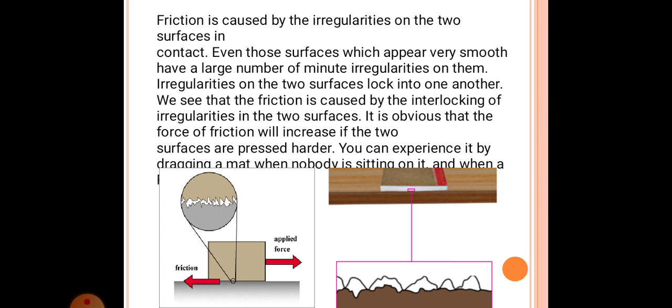The surface irregularities interlocking is the cause for the friction. The more the roughness, the more the interlocking. The lesser the roughness, the less the surface in contact. So finally we conclude the roughness is the major cause of friction. Roughness increases the surface irregularities, and these irregularities between the surfaces in contact increase the interlocking of the surfaces, which increases the friction.